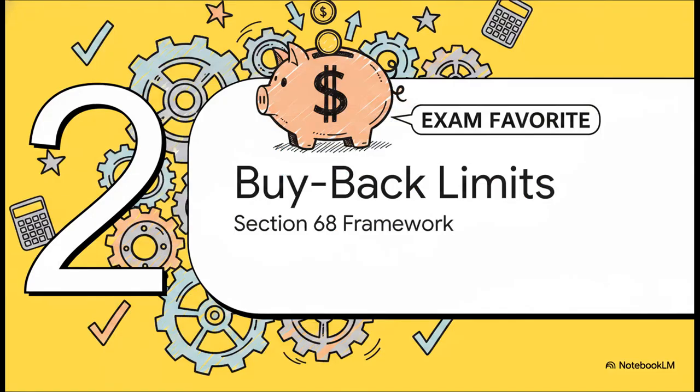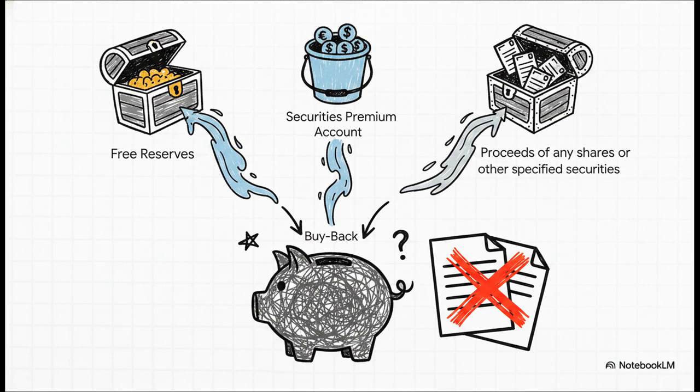Moving on to Section 2, Buyback Statutory Limits, Understanding the Section 68 Framework. Okay, let's tackle our first major hurdle, and this is an absolute exam favorite, by the way. I'm talking about the statutory limits for the buyback of shares under Section 68 of the Companies Act 2013. According to the Act, a company can only buy back shares out of 3 specific sources. You've got your free reserves, your securities premium account, and the proceeds of any shares or other specified securities.